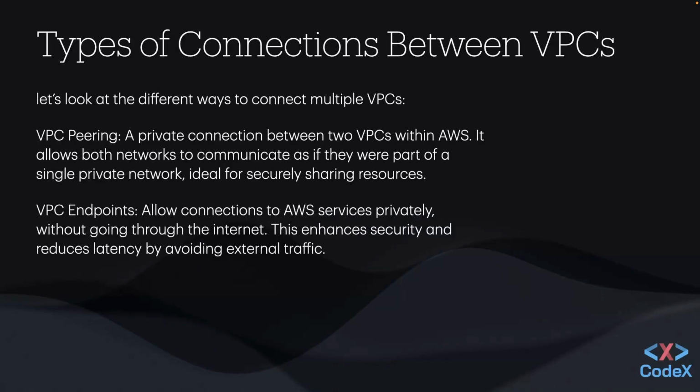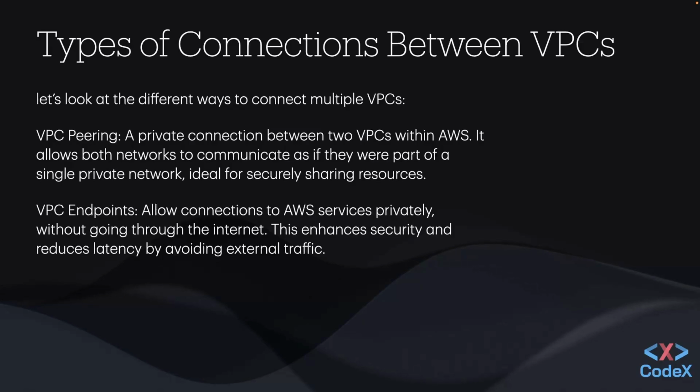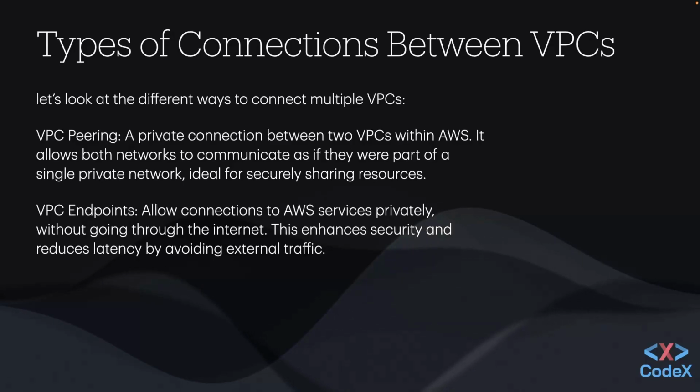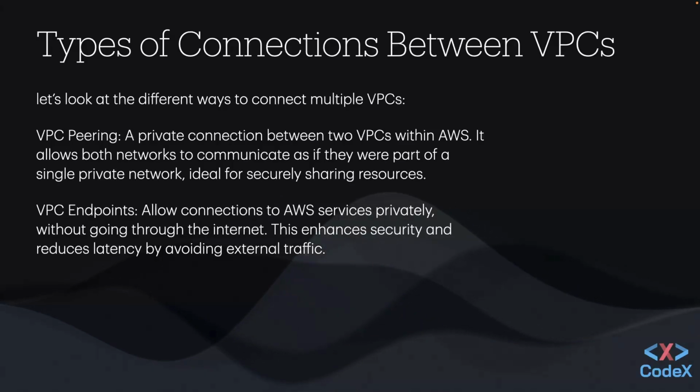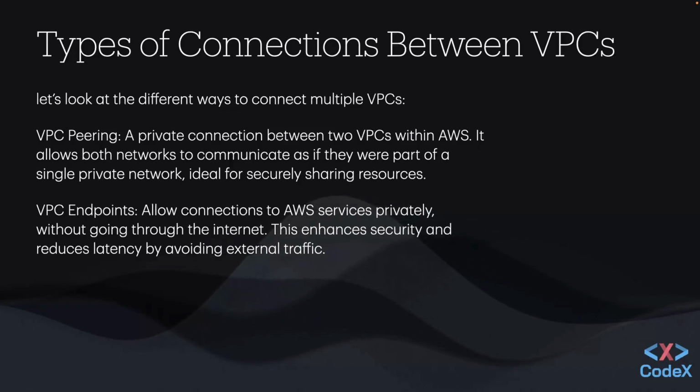Types of connections between VPCs. Now that we understand what a VPC is and how its structure works, let's look at the different ways to connect multiple VPCs. VPC peering, a private connection between two VPCs within AWS. It allows both networks to communicate as if they were part of a single private network, ideal for securely sharing resources. VPC endpoints allow connections to AWS services privately, without going through the internet. This enhances security and reduces latency by avoiding external traffic.